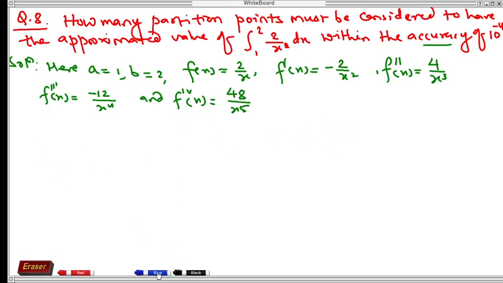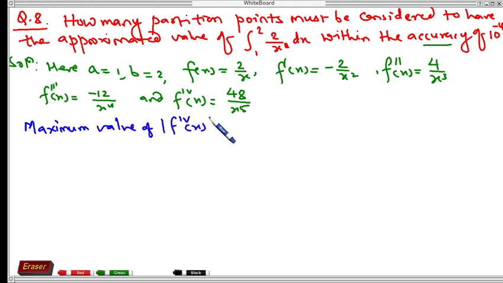Now, second part is we have to find m, the maximum value of the fourth order derivative in the closed interval 1, 2. Now if we put 1, we get 48; if we put 2, 2 to the power 5 makes it less than 48. That's why we put 1; the maximum value comes at point 1, which is 48. Therefore, we say m equal to 48.